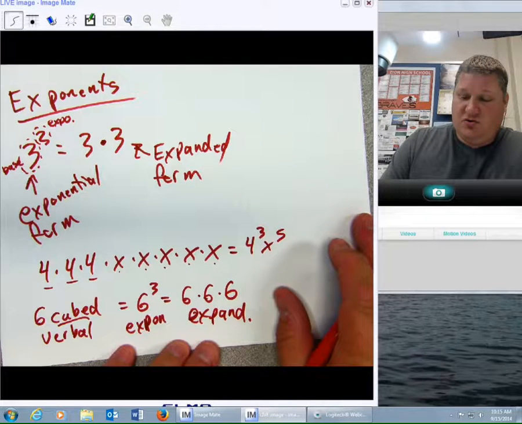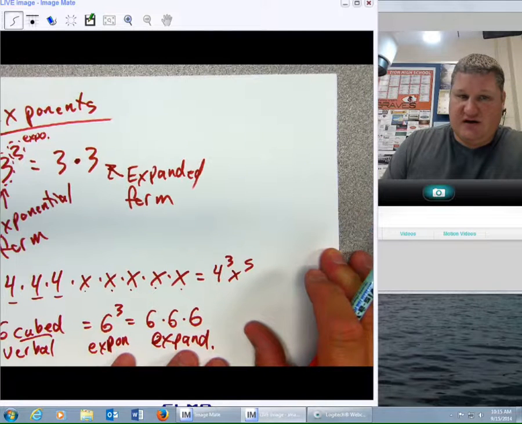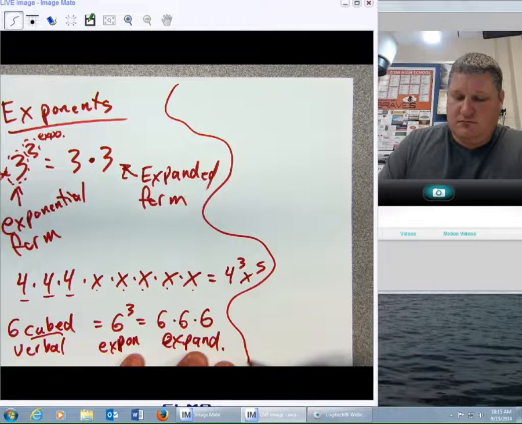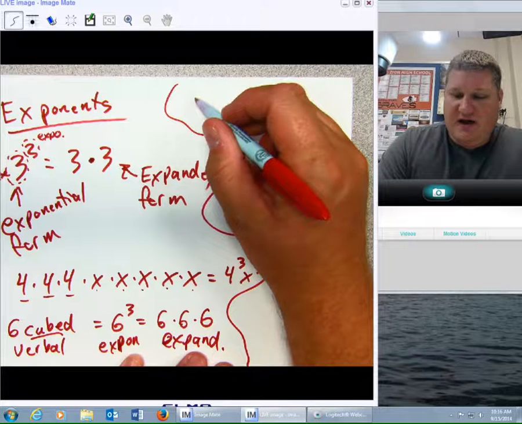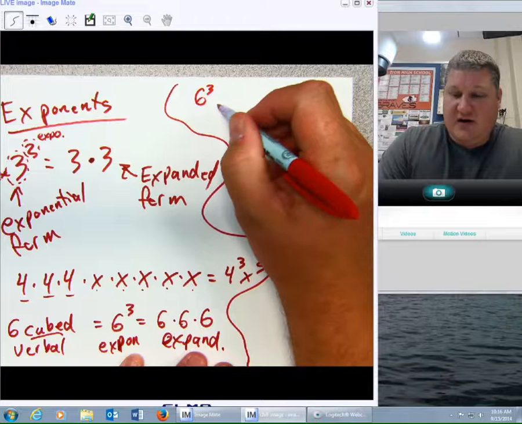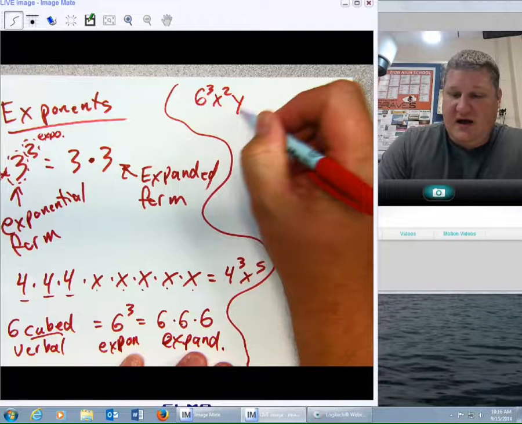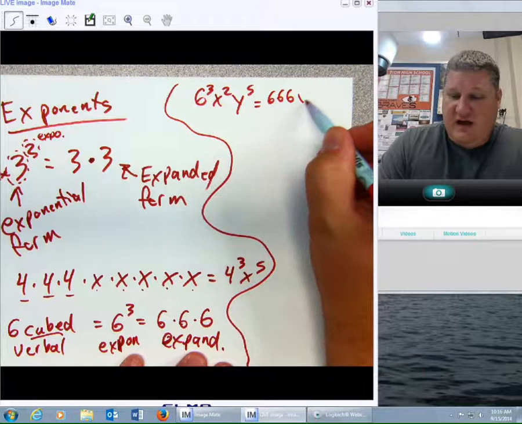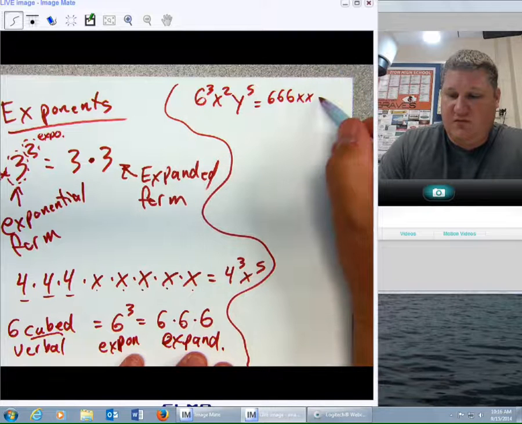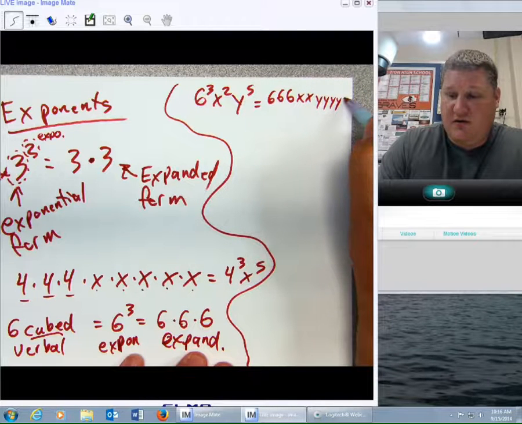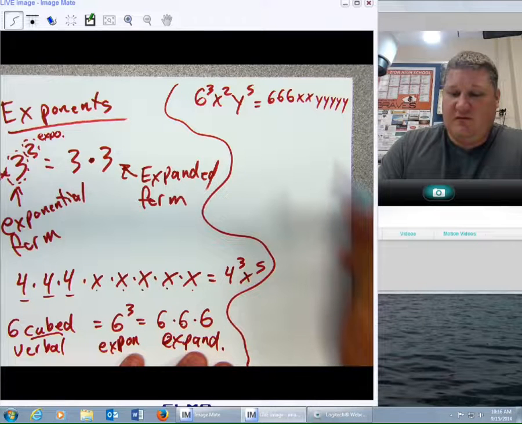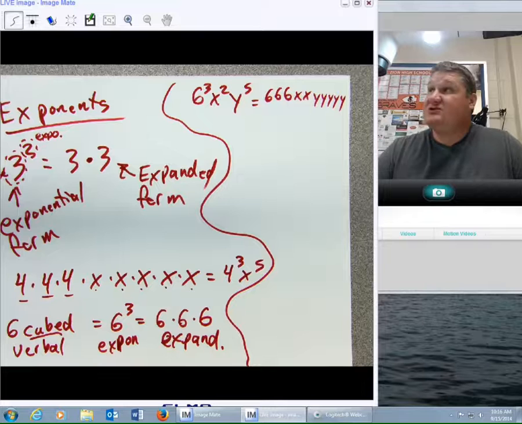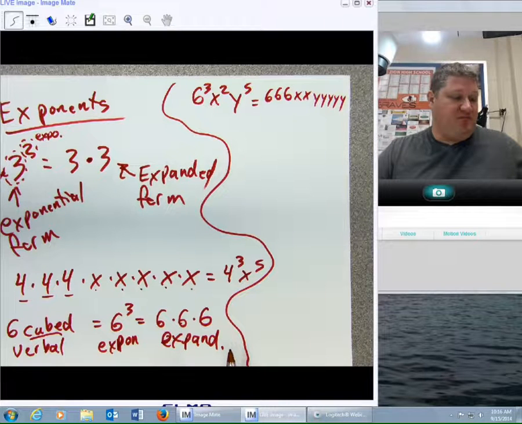I could also do something like the following. I could go up here and say, what if I have 6 to the third power x squared y to the fifth? Well, that would be written as 6, 6, 6, x, x, because I have 3 and then 2 and then y, y, y, y, y. And there's 5 of them, so I've expanded it now. So, being able to go from expanded to exponential and exponential to expanded is very important for what we're trying to accomplish.